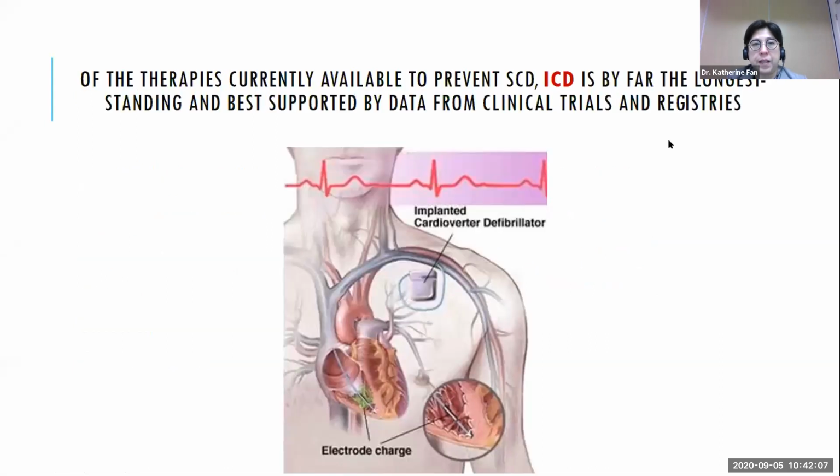Of the therapies currently available to prevent sudden cardiac death, we know that ICD is now by far the longest standing and best supported by data from clinical trials and regulations.